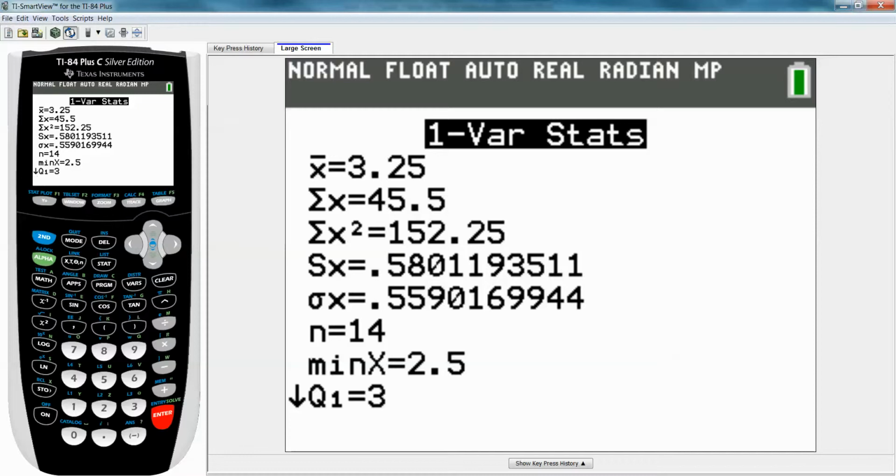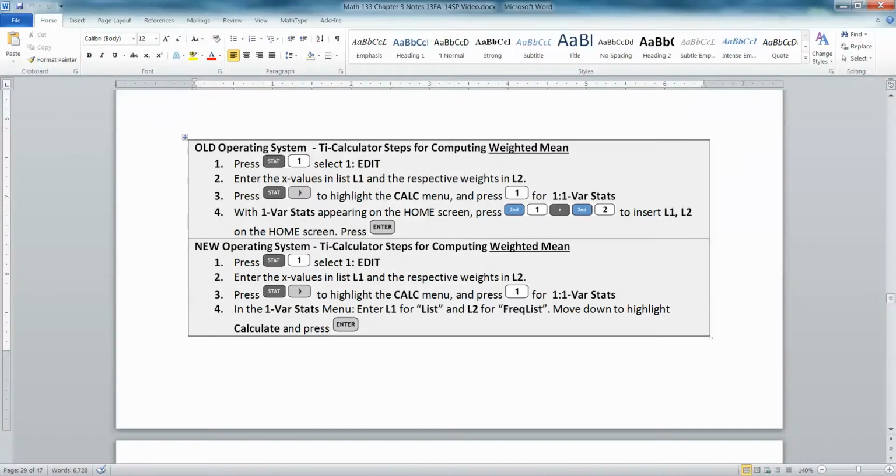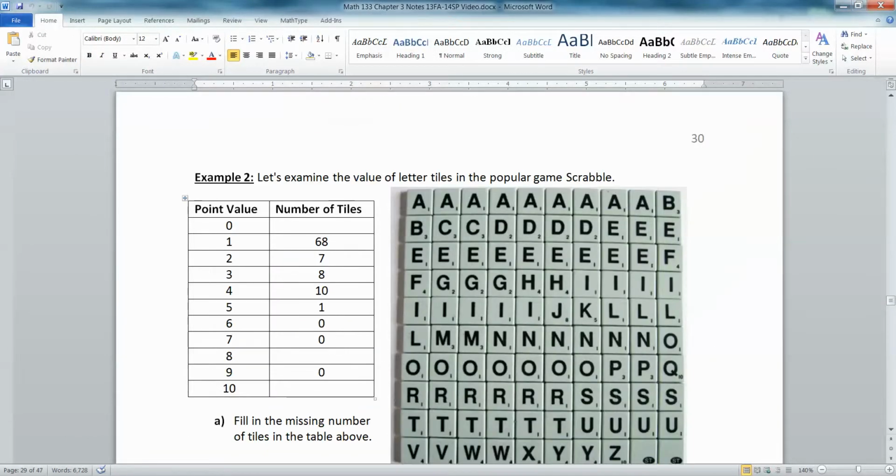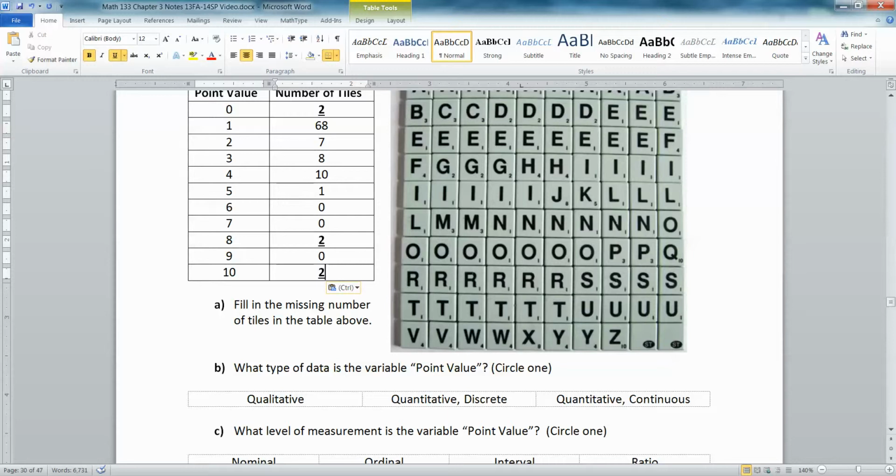Okay, so now how does this change for a table of data? Well, it doesn't really. There's 2 with 0, there's 2 with 8, and there's 2 with 10. This is Scrabble. So the 2 blanks are worth 0. Z and Q are worth 10, so there's 2. And J and X are worth 8, so that's 2.